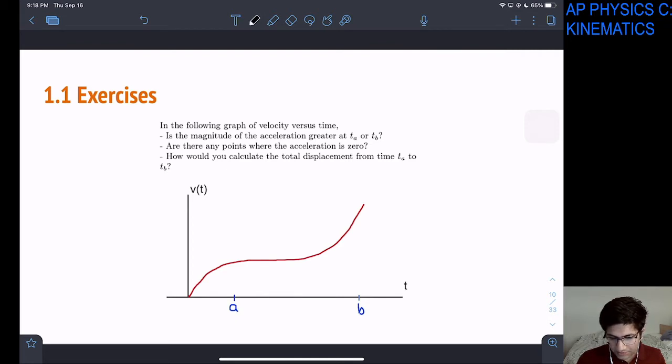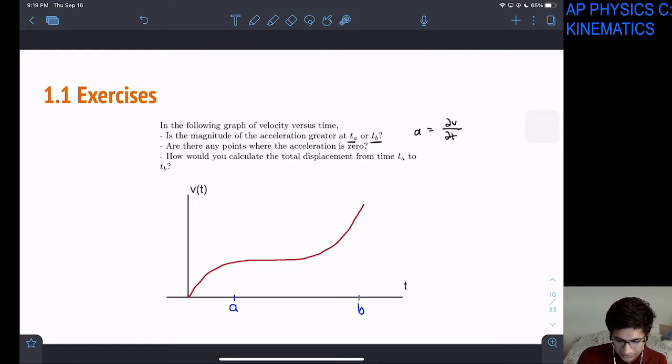All right, so is the magnitude of the acceleration greater at TA or TB? Well, we have a graph of velocity versus time. What is acceleration again? Acceleration is equal to dv/dt. It's our derivative of velocity. And for these questions, almost 99% of the time, it's going to be looking at a graph, and then you have to make some qualitative reasoning to figure out the answer.